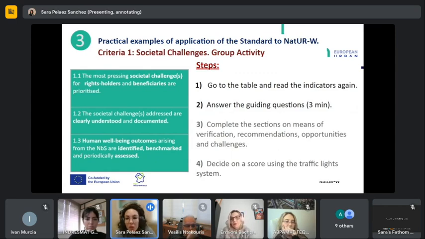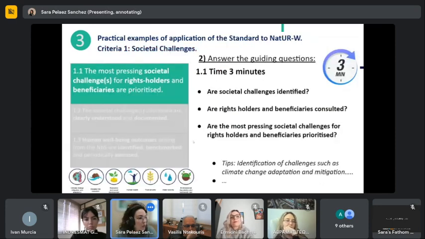So yes, for those that are involved in the project, it will probably be easier. For those that are external to the project, you might think of your own project and how to answer these questions for it. That could be useful. So these are the guiding questions.